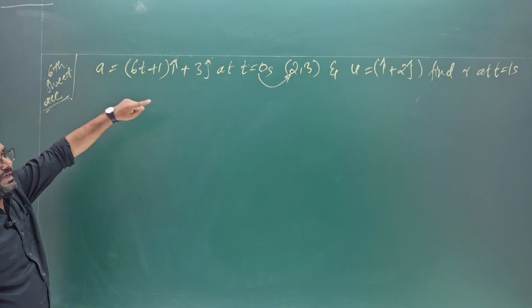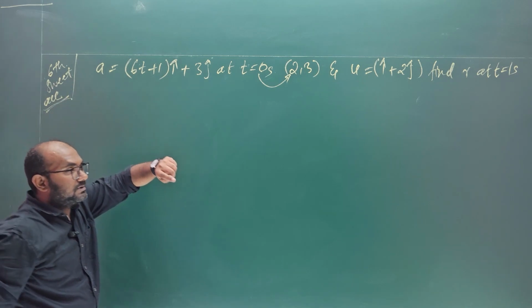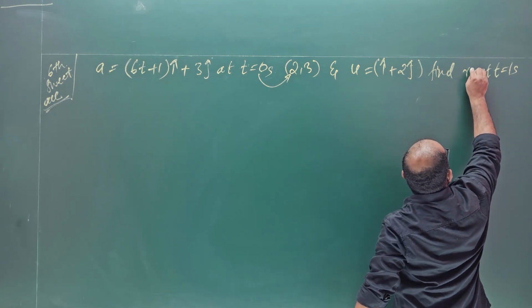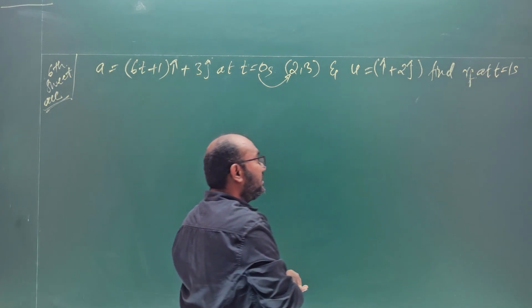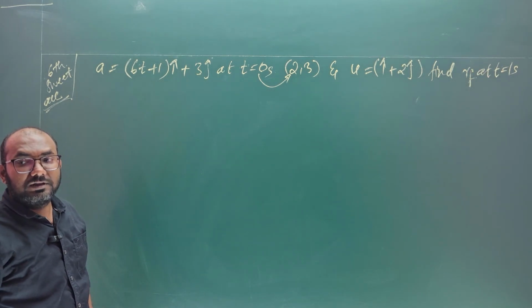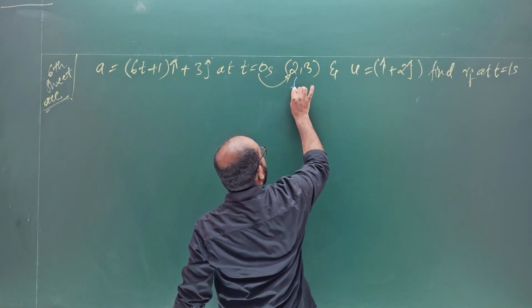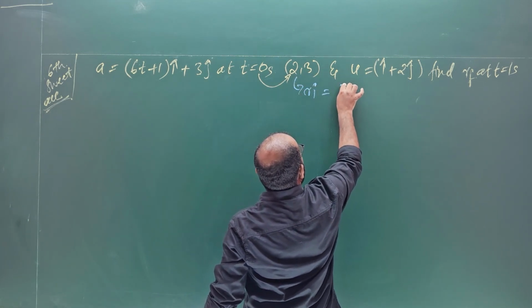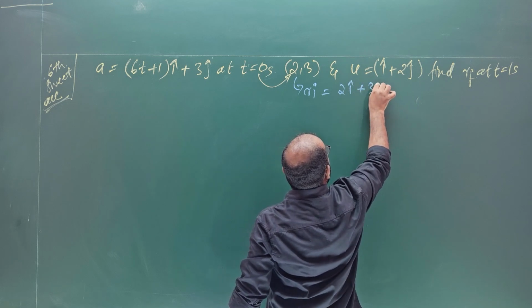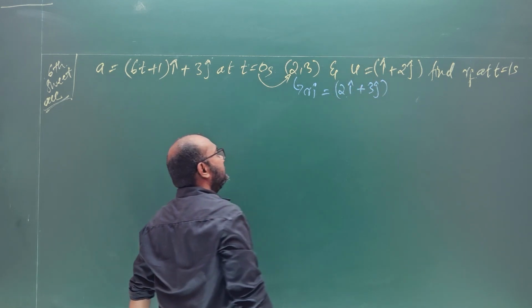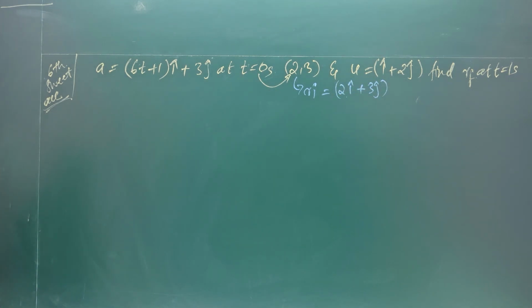Now, acceleration is given and they ask you the final position. Let us call this the final position. Initial position is given, right? What is your initial position? (2, 3). How to write the initial position? R initial can be written as 2 i cap plus 3 j cap. Initial velocity is given. You need to calculate the final velocity. So final velocity minus initial velocity will provide you the things.